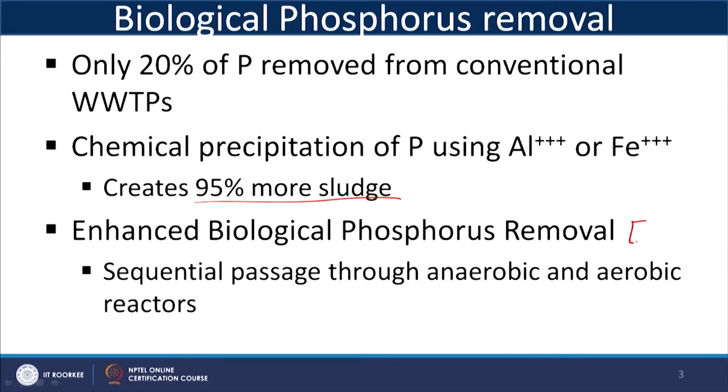If there were an easier way to get rid of the phosphorus without creating more sludge, it would be very preferable, and to our rescue comes enhanced biological phosphorus removal, EBPR. The way it works is that we have sequential passage of our water that has been treated initially, first through an anaerobic chamber and then through an anoxic or aerobic chamber.